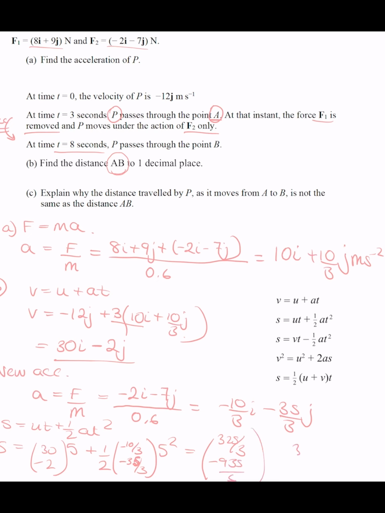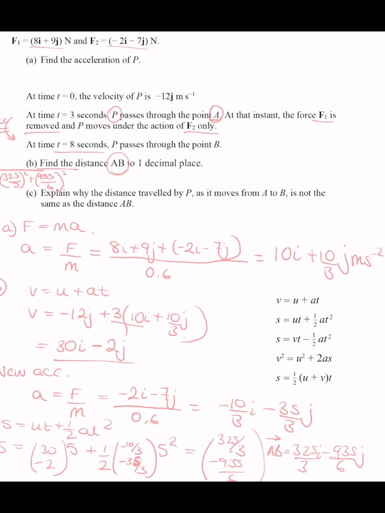So we've got 325 over 3 i minus 935 over 6 j. That's going to be my displacement from A to B, the vector going that way. If I want the distance, I've got to square and square root it. So I'm going to take 325 over 3 squared, and it doesn't matter whether it's positive or negative, because it all becomes positive.